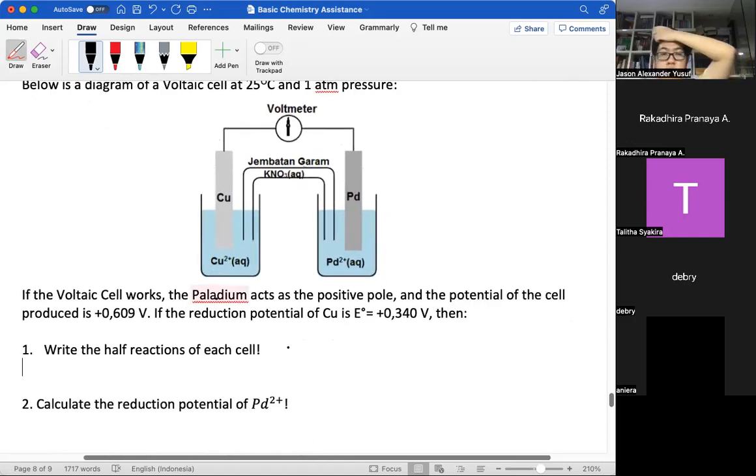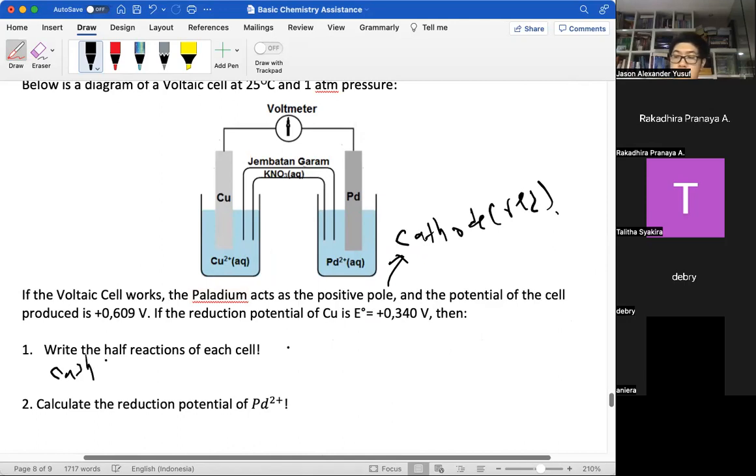Sorry, here it says palladium acts as the positive pole. That means that, given the clue, the positive pole here is your cathode. There's a reversal of the signs, but reduction still occurs. So at the cathode, we have a reduction of Pd2+ to become Pd plus 2e-. That's the one in the cathode. This one is in the anode, which means we have an oxidation of copper. So that means this is what the reaction will look like.